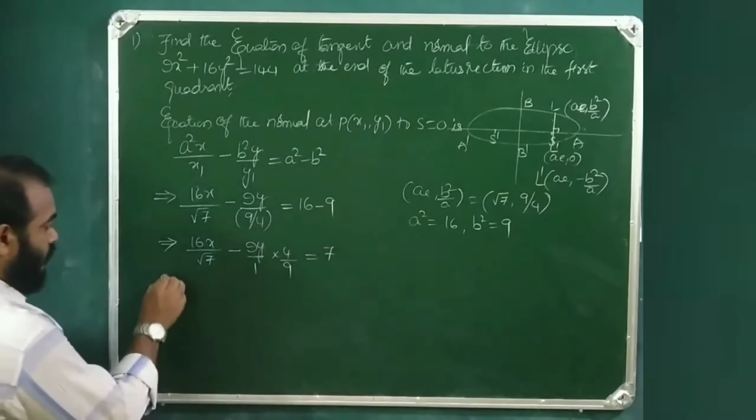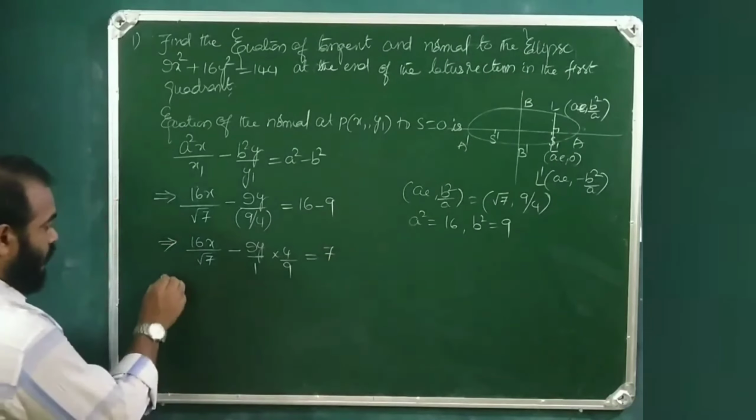Now this tangent meets the major axis at M. What is the major axis? X-axis. So this tangent meets the major axis at M and the minor axis at N. So the same tangent meets the minor axis. Minor axis is y dash. So at N. So this is N.